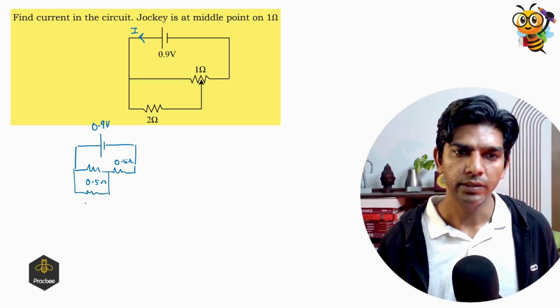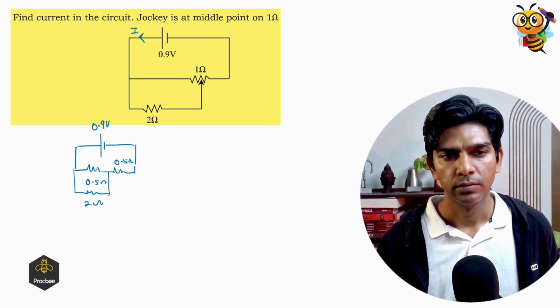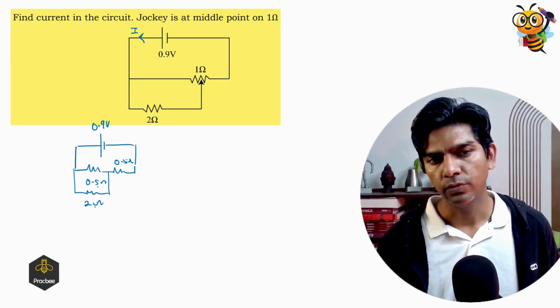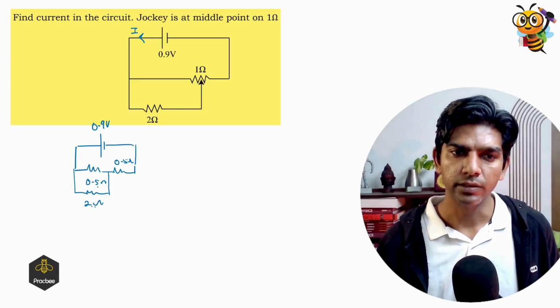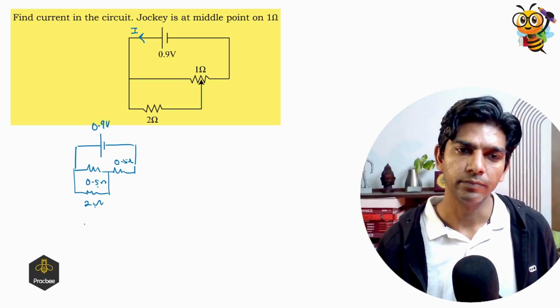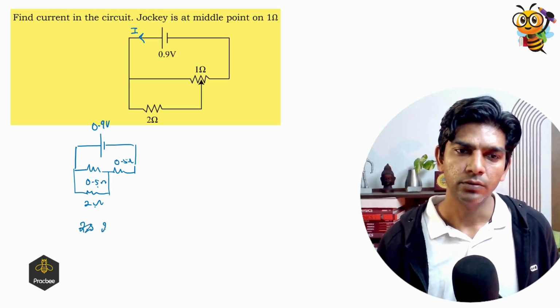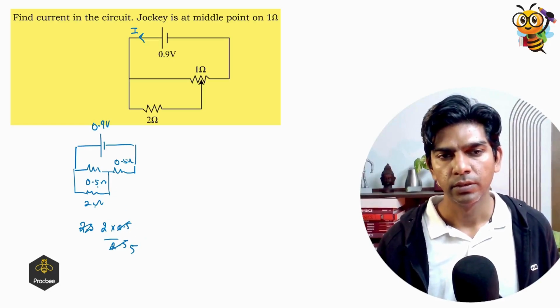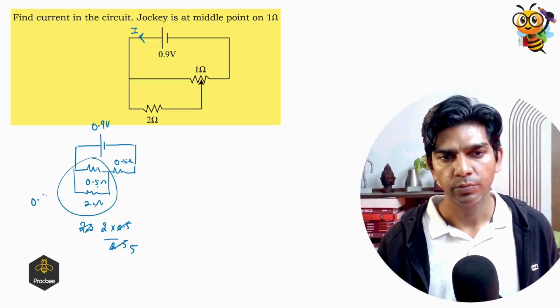And this will be 2 ohms, right? Now this 0.5 and 2, let us find the R equivalent. 2 and 0.5 are in parallel, so it will be 2 times 0.5 divided by 2.5. So this will give us 2 by 5, right? Or 0.4. So this will be 0.4.